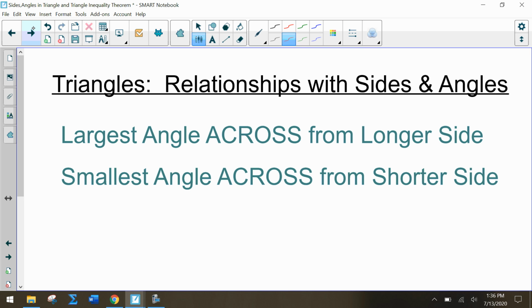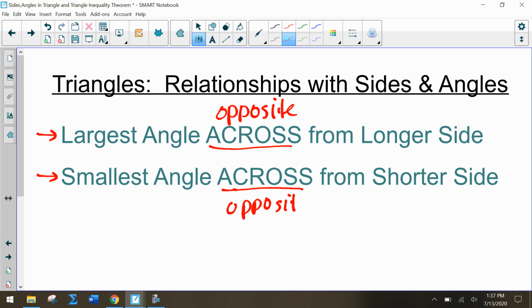Okay. So if that can help us find the longest side and the larger angle, we can also say that about the smaller side and the smaller angle. So two things. The largest angle is always going to be across, or we can say opposite, from the longer side. And the smallest angle is always going to be across or opposite, we can say, from the shorter side. So make sure you write this down. You can pause the video to make sure you have it all written in your notes.